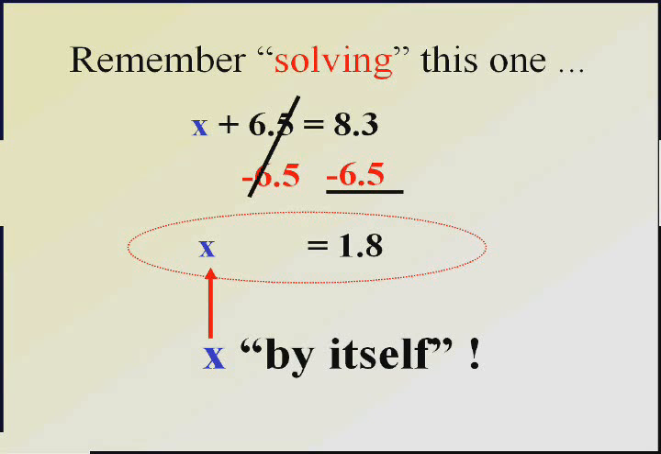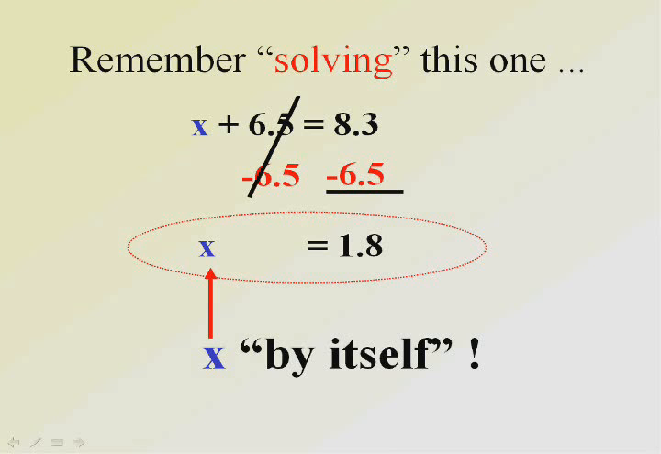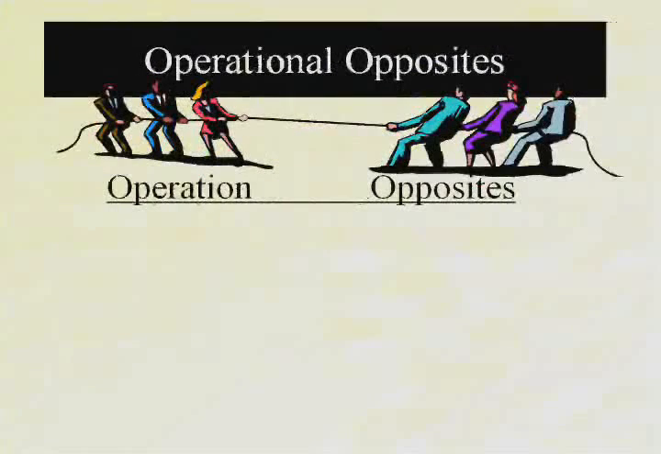Now, you could take that 1.8 and put it back into the original equation, and 1.8 plus 6.5 would in fact be 8.3, and that is the one and only solution that makes that actually true. What I want to show you now is that there are going to be other operations other than addition and subtraction that we'll need to use to get x by itself.